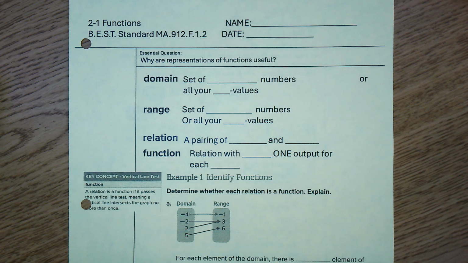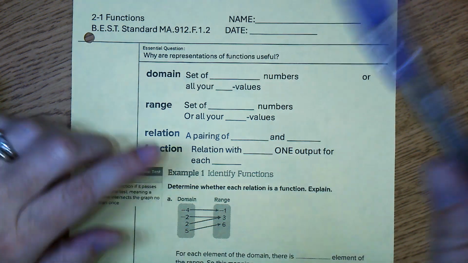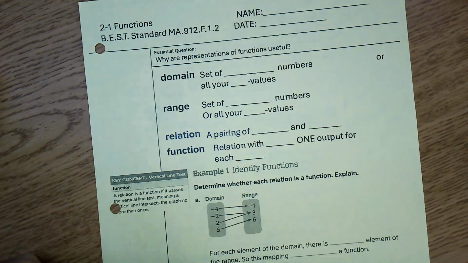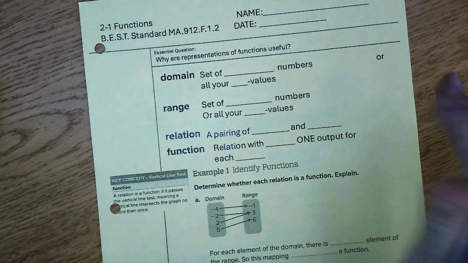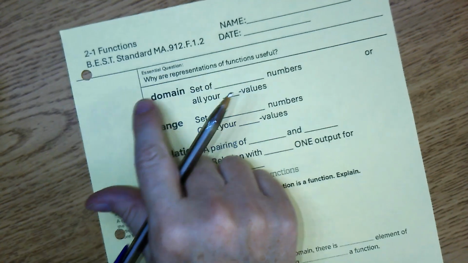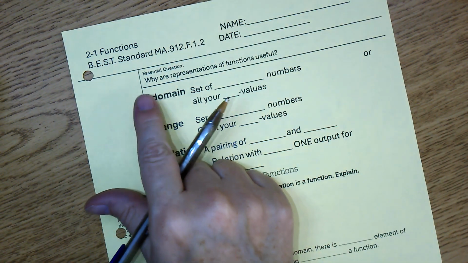And then we will actually also have a function activity on Wednesday. So you know it's a really big deal when I split up one section over 3 days. So it's important. So the state is going to expect you to know some vocabulary. All right. First thing it's going to expect you to know the difference between a domain and a range.